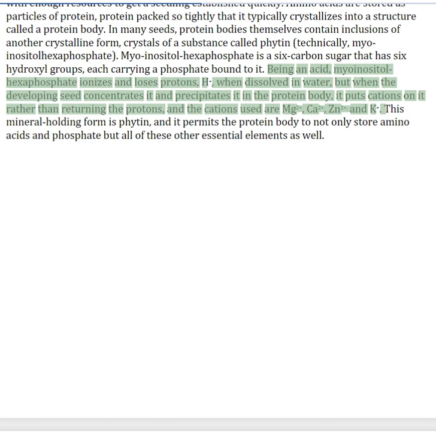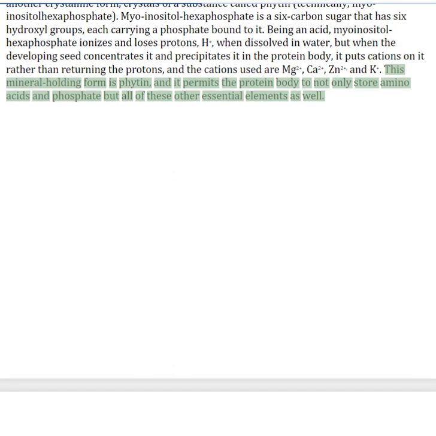Being an acid, myo-inositol hexaphosphate ionizes and loses protons, H+, when dissolved in water, but when the developing seed concentrates it and precipitates it in the protein body, it puts cations on it rather than returning the protons, and the cations used are Mg2+, Ca2+, Zn2+, and K+. This mineral-holding form is phytin, and it permits the protein body to not only store amino acids and phosphate, but all of these other essential elements as well.